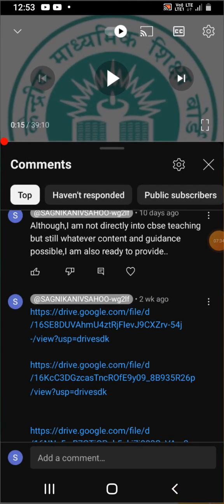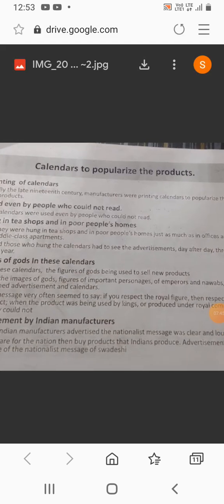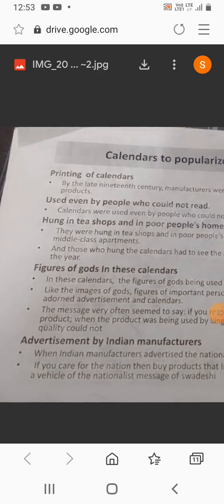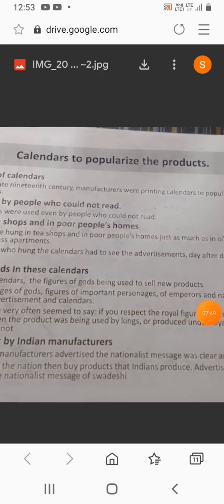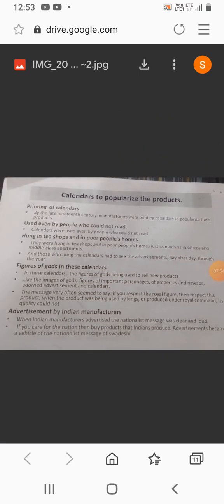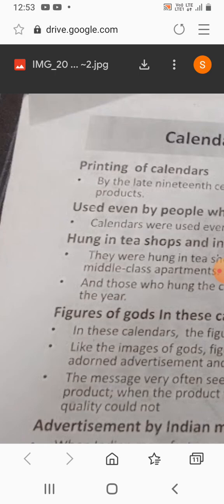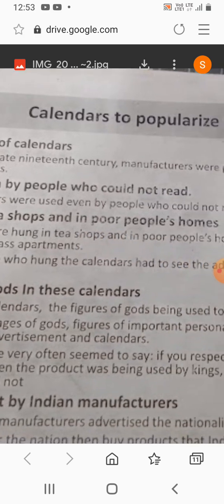Or suppose let me show you another example. This technique you need to learn actually. This is a better example. Suppose you are given calendars to popularize the products. Suppose how calendars popularize the products, the question came. So you have to only remember these point headings. Printing of calendars, used even by people who could not read.